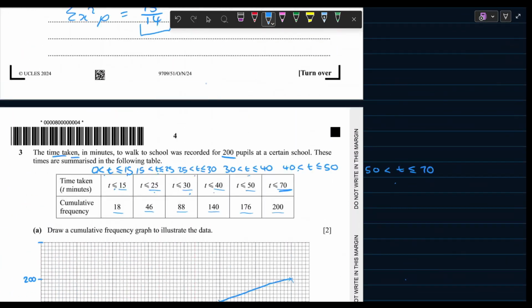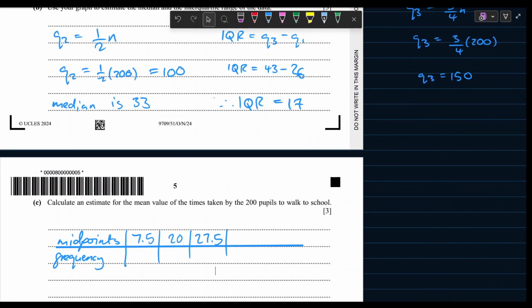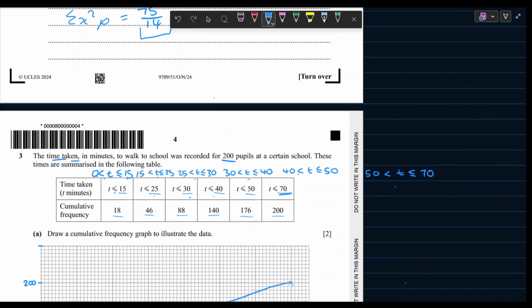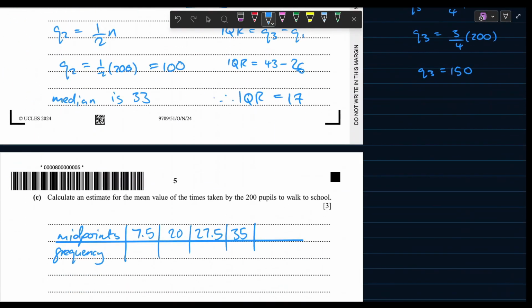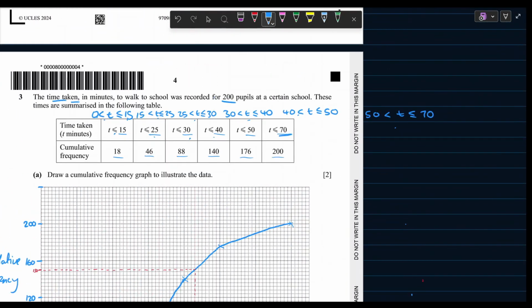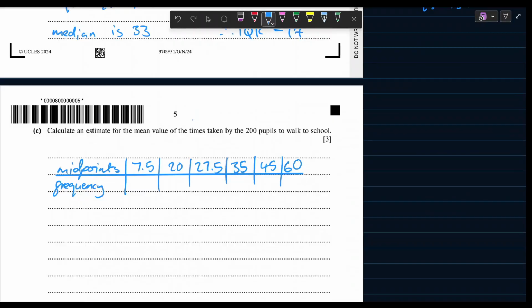And then the next class is going from 30 to 40. Its midpoint is going to be 35. And then the next class is going from 40 to 50, so midpoint is 45. And then the final class is going from 50 to 70, so midpoint is 60. All right, so that's 60. Now we found all our midpoints. We need to find our frequencies.